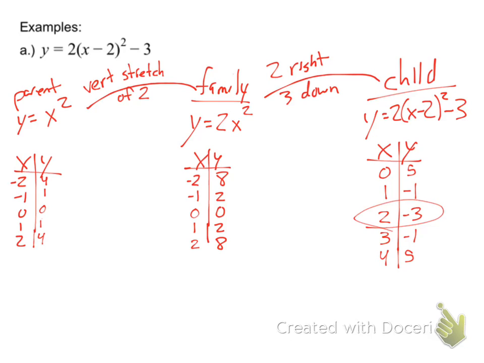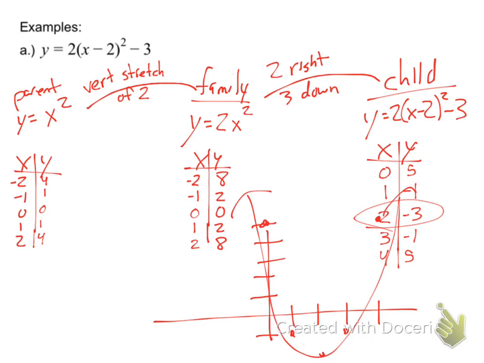You do not need to make a complicated table or anything like that. That's a lot. 0, 5, 4, 5, 1, negative 1, oh, negative 1, and negative 3. There's your graph.